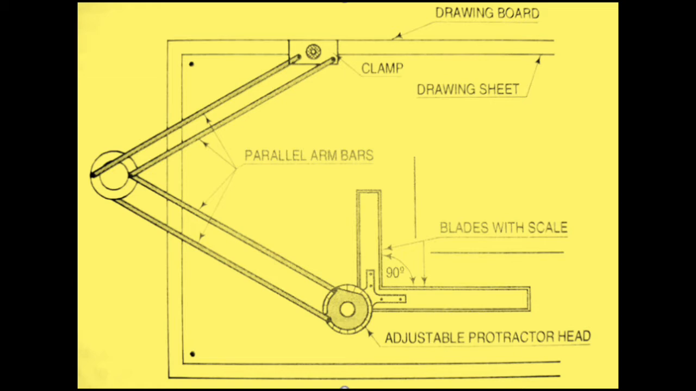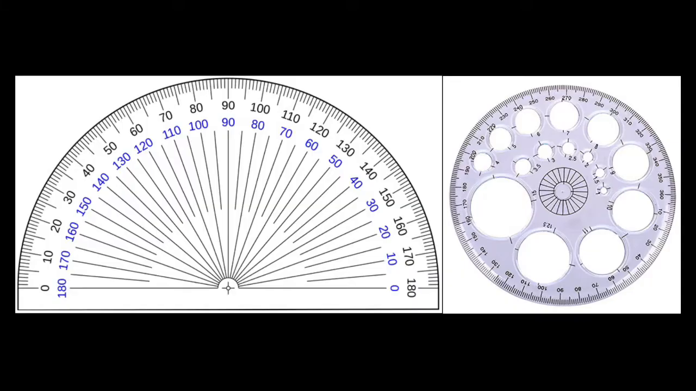For the clamp to the adjustable protractor, we have 4 rods called parallel arms or bars. The blade is called the adjustable protractor or the scale. It is at 90 degrees to each other. By using this scale, we can measure angular measurements without any protractor. Easily we can measure.